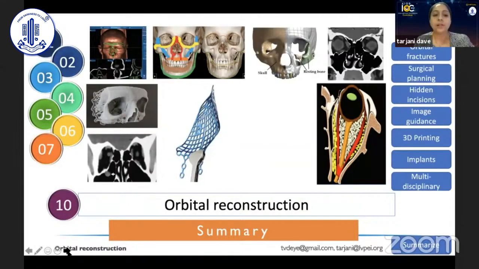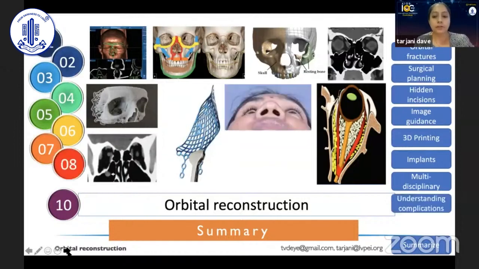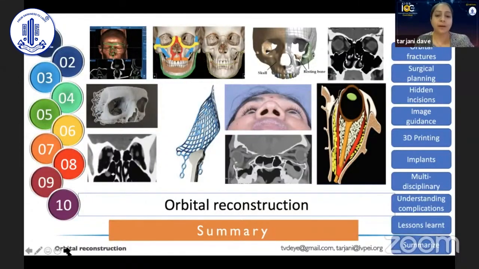We also discussed multidisciplinary approach with your maxillofacial and neurosurgeon, especially in panfacial trauma. We discussed enophthalmos and why it occurs in most cases post-repair, and also about the lessons that we learned along the way, where careful examination of radiology is probably one of the most important things.